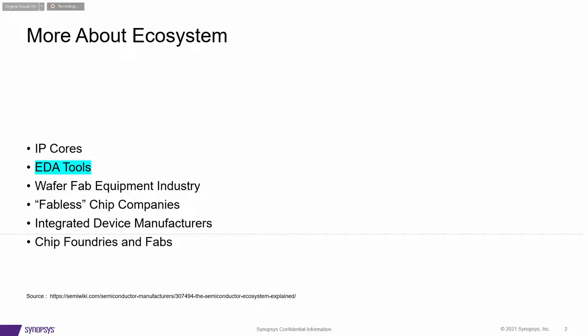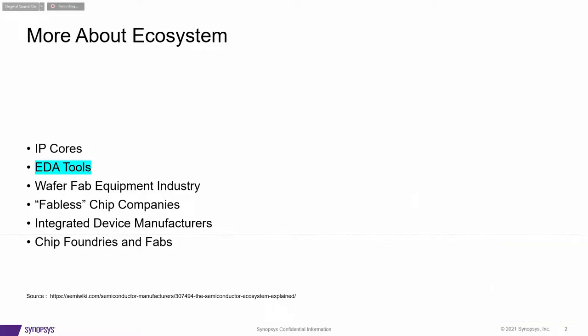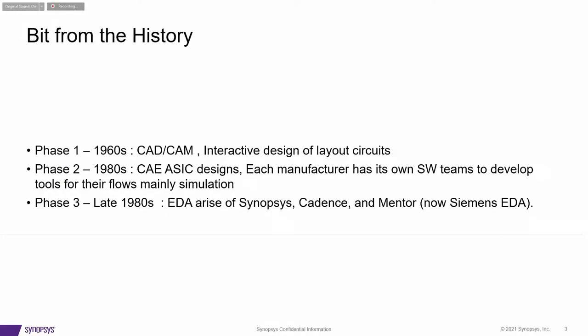So these are the six players: IP core developers; software tool providers; hardware manufacturing, the wafer fab equipment industry; companies who use IP cores, the fabless chip companies; companies who do chip development plus manufacturing, which we call IDM; and finally manufacturing facilities. Okay, I think you got some understanding of the system. Then I am going back to EDA.